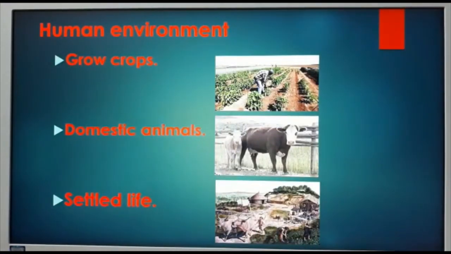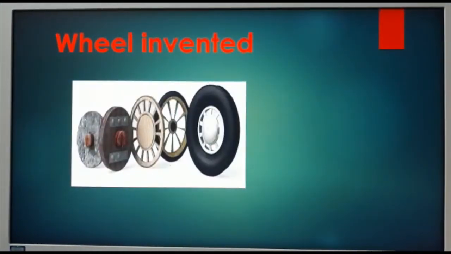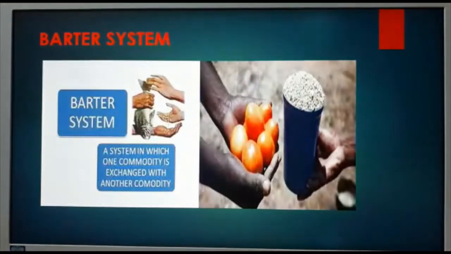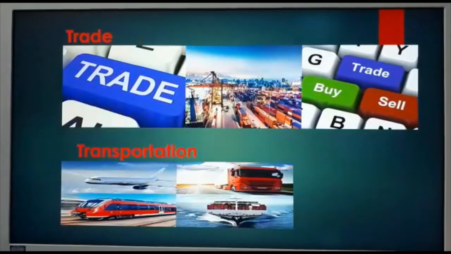Human environment. Humans learn new ways to use and change environment. They learn to grow crops, domesticate animals, and lead a settled life. The wheel was invented. Surplus food was produced. Then barter system emerged. Trade started and commerce developed. Then industrial revolution and trade, transport takes place during this time.